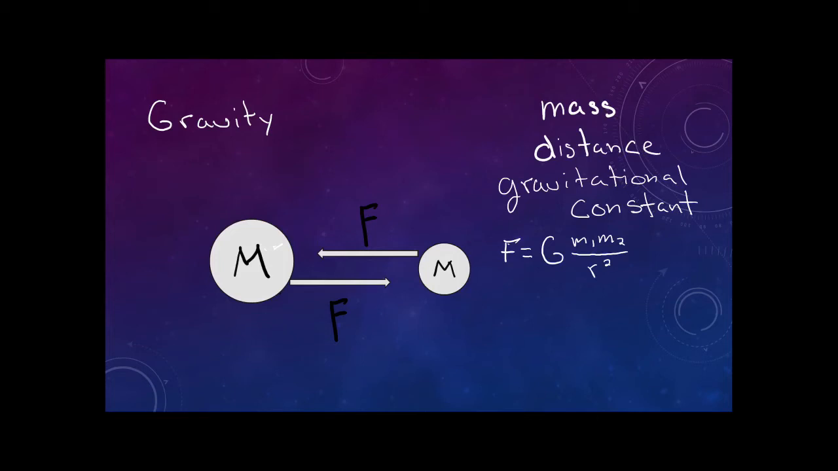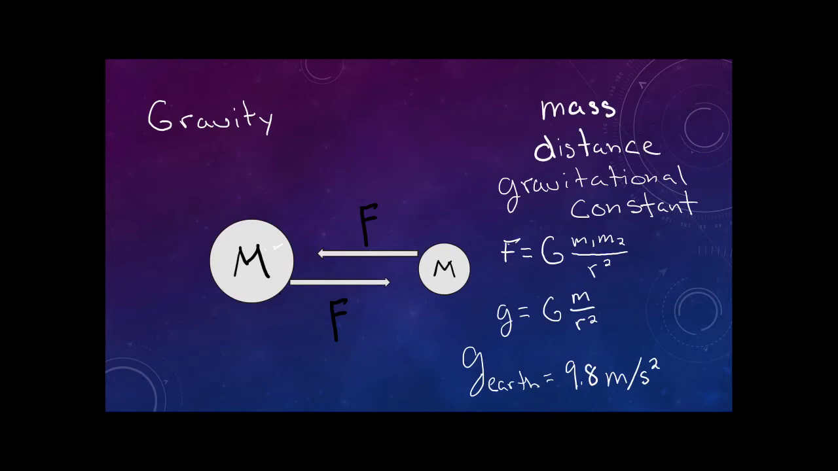And we can find that the gravitational acceleration of the Earth equals the gravitational constant times the mass of the Earth divided by the radius of the Earth squared. And if we plug all those numbers in, the mass of the Earth, the radius of the Earth, and the gravitational constant, we find that the gravitational acceleration that the Earth causes on objects equals 9.8 meters per second squared.